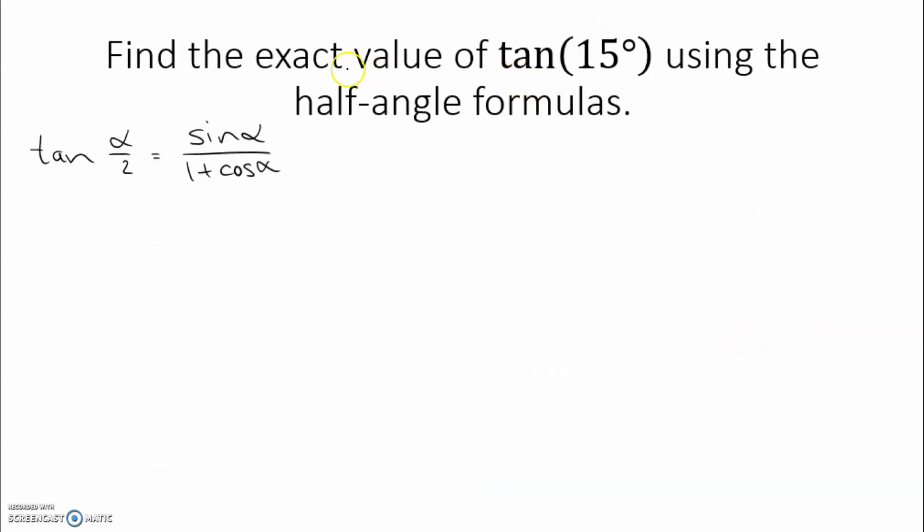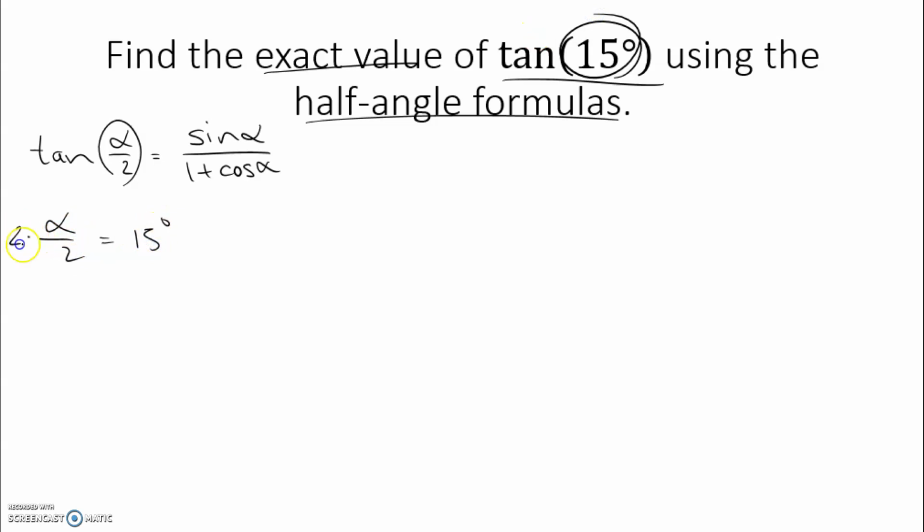Okay, then let's look at find the exact value of tangent of 15 using the half angle formula. So I'm just going to show you this one right here. I believe this one is the easiest one to use. So we're going to set alpha over 2 equal to the angle they gave us. So alpha over 2 is equal to 15. Multiply both sides by 2. So alpha is equal to 30.